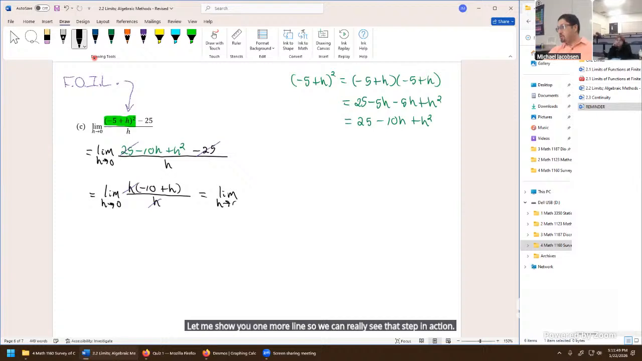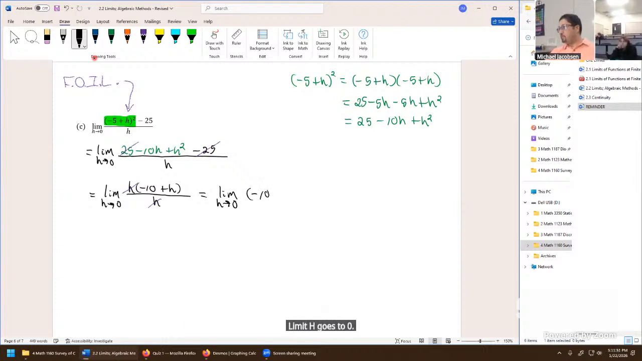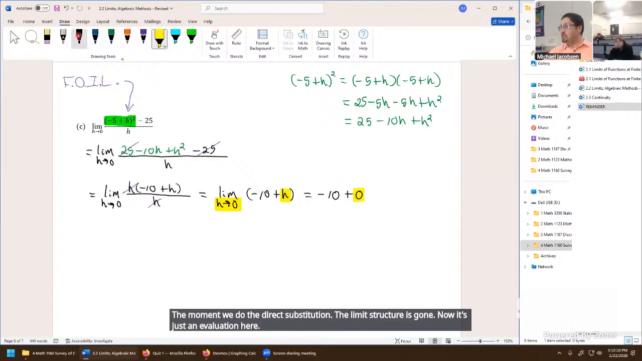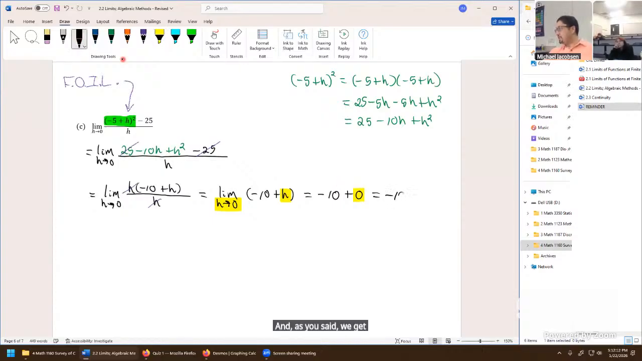Limit as h goes to 0 of all that's left behind, negative 10 plus h. Substitute in the limiting value in that spot, and we get negative 10 plus 0. The moment we do the direct substitution, the limit structure is gone. Now it's just an evaluation here. And as you said, we get a negative 10 altogether. So that's our limit on this one. Kind of a nice refreshing problem after the conjugate.